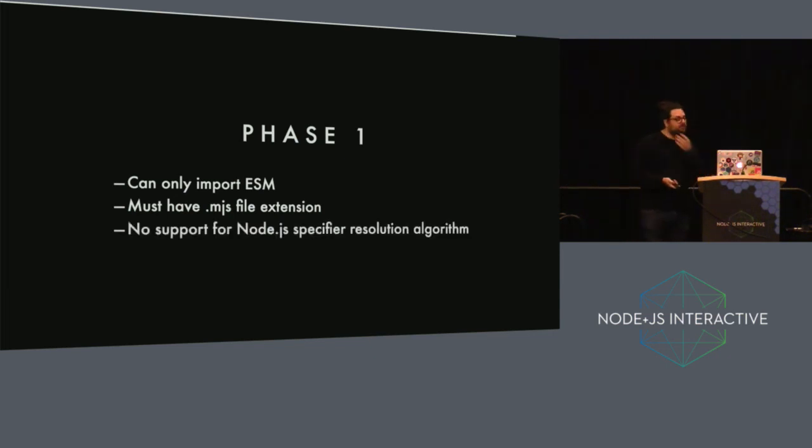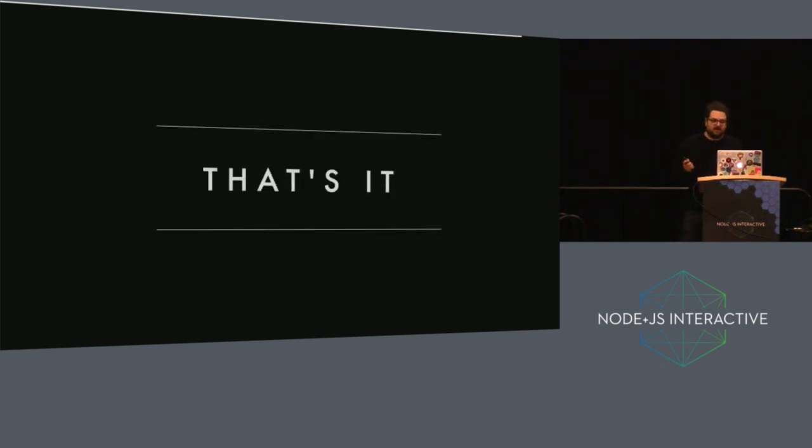There's no support for the Node.js specifier resolution algorithm. This not only includes file extension support, so there's no file extension sniffing, there's no importing directories, there's not even support for main. So while we do support bare imports by being able to import the thing from the node_modules directory, you actually have to specify the endpoint, so we're not specifying main. That may change, but this is it, really, for our first implementation in phase 1.